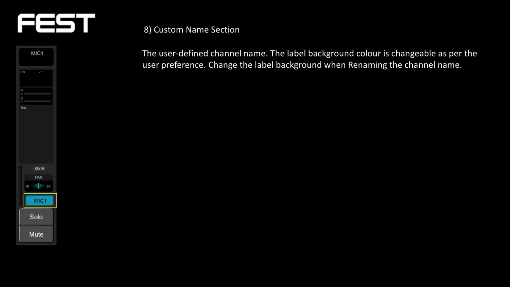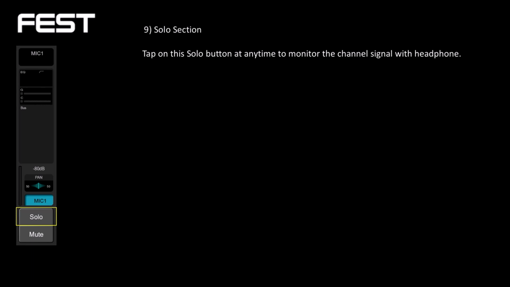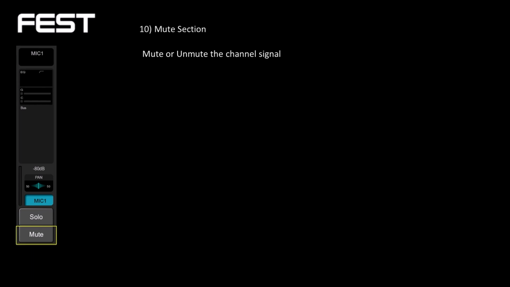The label background color is changeable as per the user preference. Change the label background when renaming the channel name. 9. Solo section. Tap on this solo button at any time to monitor the channel signal with headphones. 10. Mute section. Mute or unmute the channel signal.